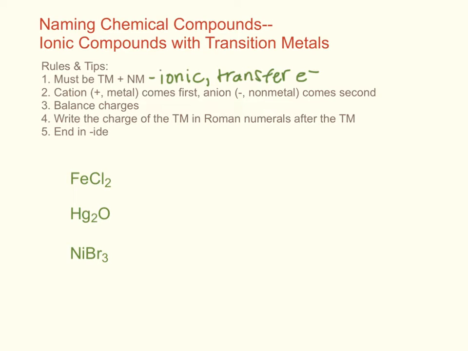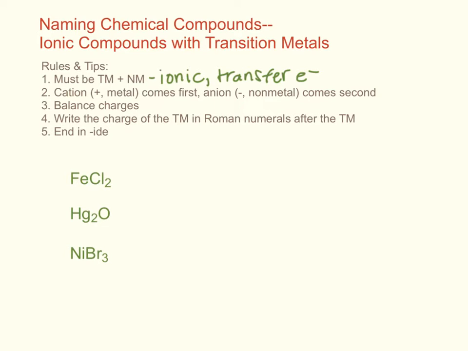Okay, so transition metals, the reason they're called transition metals is because they don't have a single set charge that they're going to adopt or become when they form this ionic bond, when they transfer their electrons. They actually have multiple charges that they can adopt. They can become many different ions. So we don't automatically know what charge they're going to take. We actually have to work backwards and figure that out. So let's take a look at some examples.